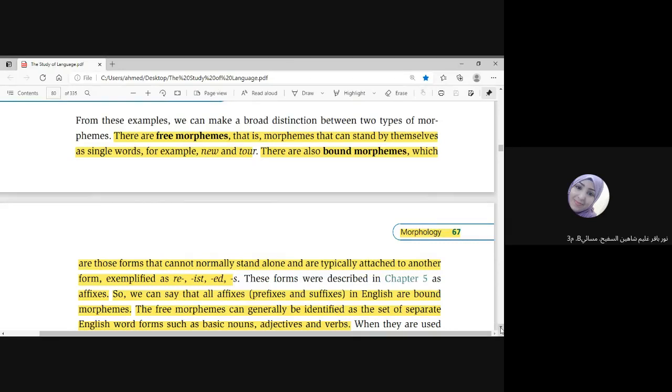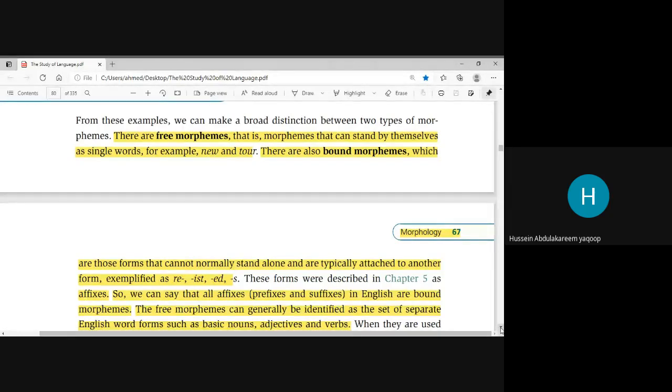morphemes that cannot normally stand alone, typically attached to the free morpheme. Bound form. Good. So maybe they are represented by prefixes and suffixes, right? Generally by affixes. And now here we have free morphemes. For example, the word new, the word tour, these can stand alone by themselves. They give meaning. Bound morphemes are the attachments, the elements that we attach to the stem. Why bound morpheme? Because they cannot stand alone by themselves.